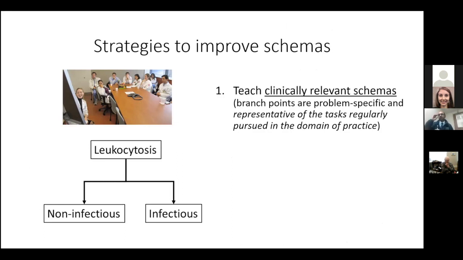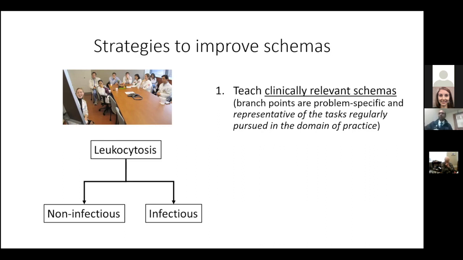And what that means is the branch points in the schema should be specific to the problem you're solving and representative of the steps that you actually follow when you solve the problem. So a great example of this is a mnemonic that students often learn called VINDICATES, which is a mnemonic for remembering the categories of diseases that cause illness, right? And the VINDICATES mnemonic is problem agnostic. You can apply VINDICATES to dyspnea or fever or jaundice or whatever it might be.